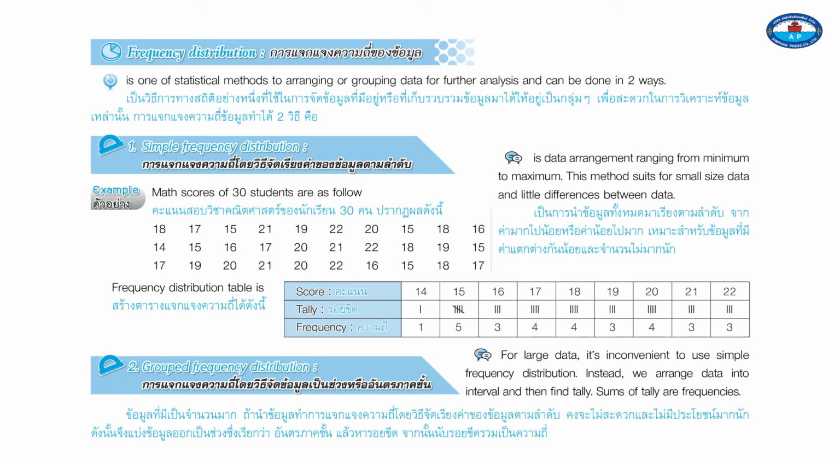Frequency distribution is one of statistical methods to arrange or group data for further analysis and can be done in two ways.